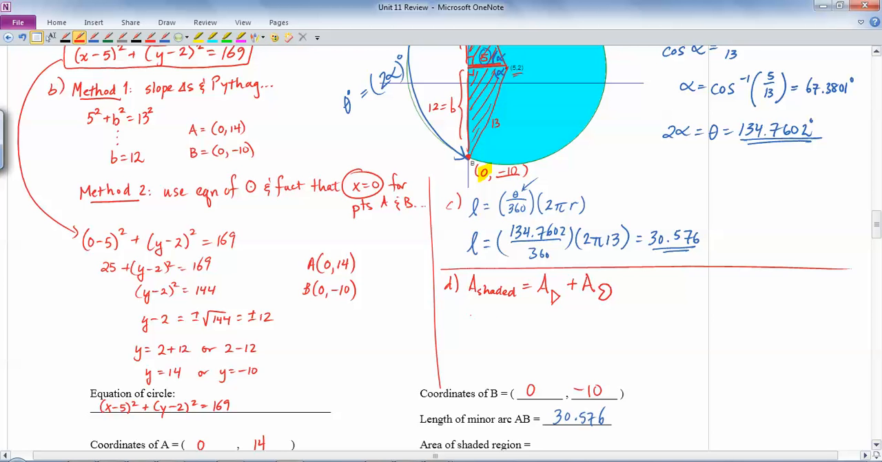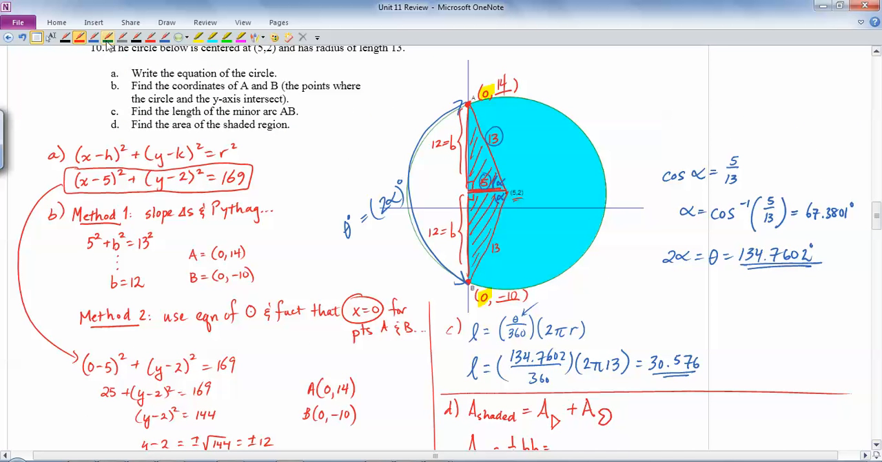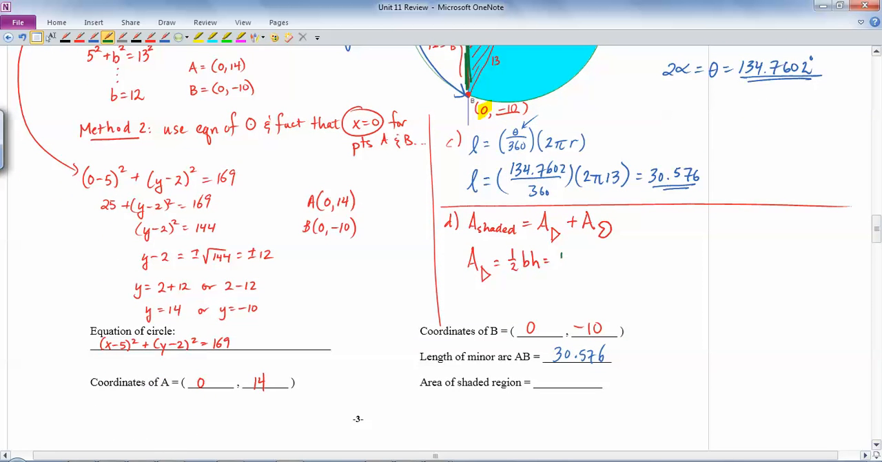So the area of the triangle is 1/2 base times height. And if you think of the whole thing as one big triangle, then this right here is the base, which is 24. And the height is 5 right there, right? So it's going to be 1/2 times 24 times 5, which will be 60. So that's the area of the triangle.